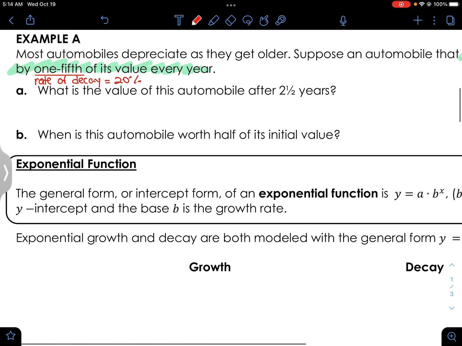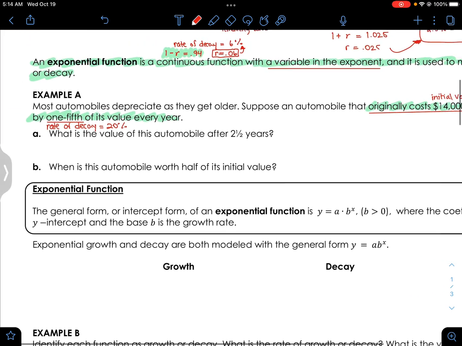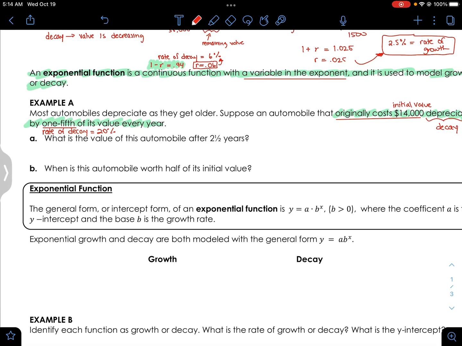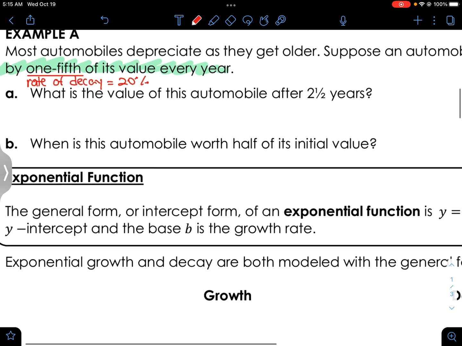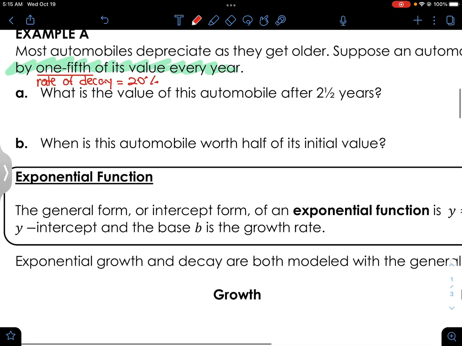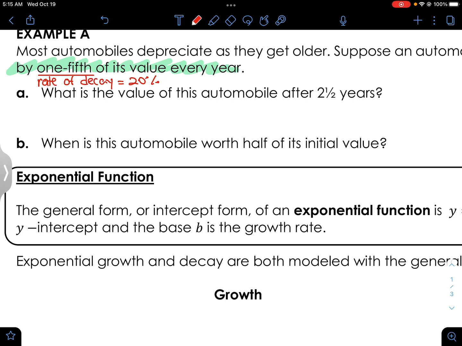So if we wanted to figure out the value of this automobile after 2.5 years, you could go the long way and you could find 20% of 14,000, subtract it, and then you have your value after 1 year. Then you could do the same thing for the second year, and then you'd have to do a half year. But what we really want to do is be able to get an equation for this. And so when we're writing equations, typically our exponential function for this would look something like this. Y equals A times B to the X power.